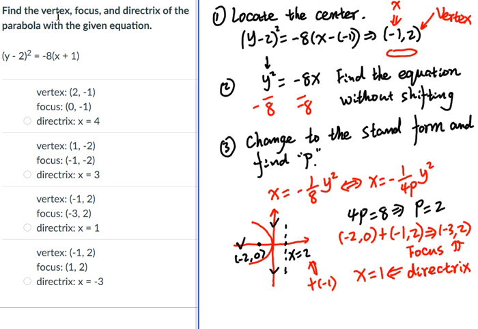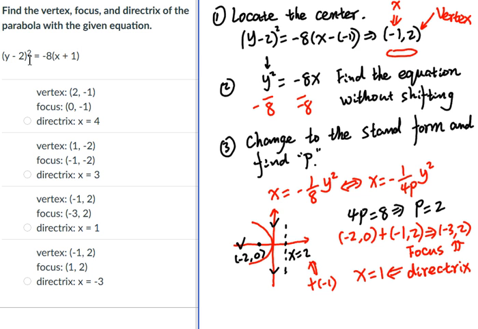Now, let's find the vertex, focus, and directrix of the parabola with the given equation here, which is (y minus 2) squared equals negative 8 times quantity (x plus 1). Here are the few steps we need to follow. First, you want to locate the center, so you change the form this way.